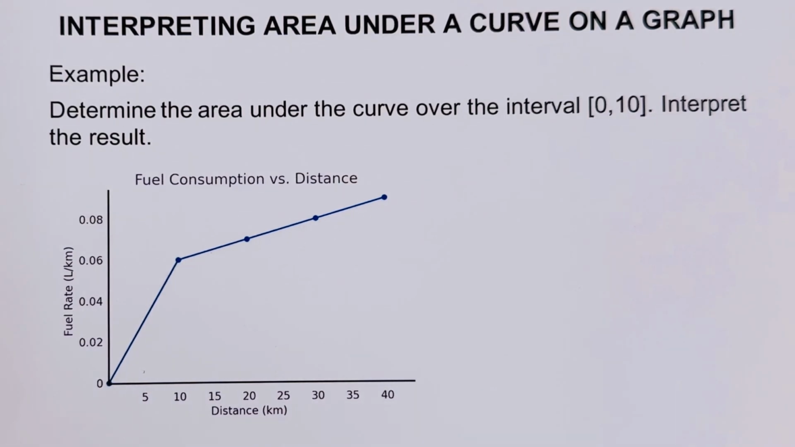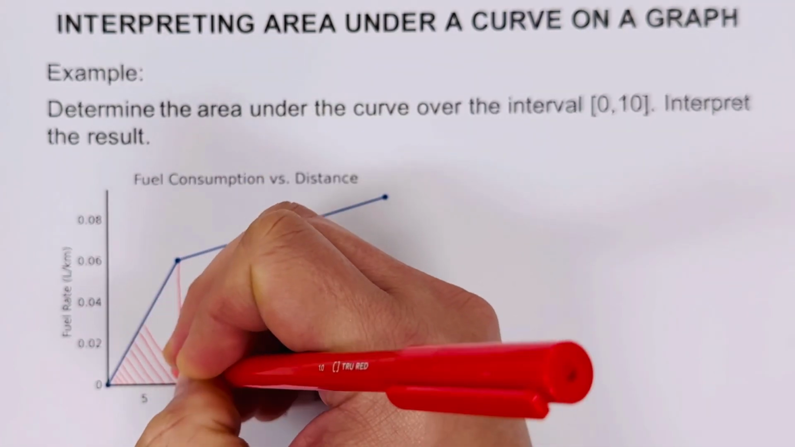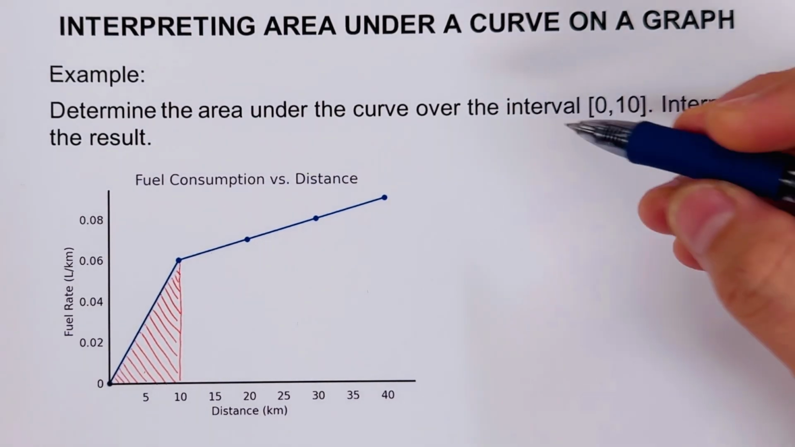the result. So looking at this graph right here, the interval is 0 to 10, so it's going to start from 0 to 10. I'm going to go ahead and shade this portion. Looking at this shaded portion right here, we can tell that this is a triangle. So I'm just going to go ahead and rewrite that up here.